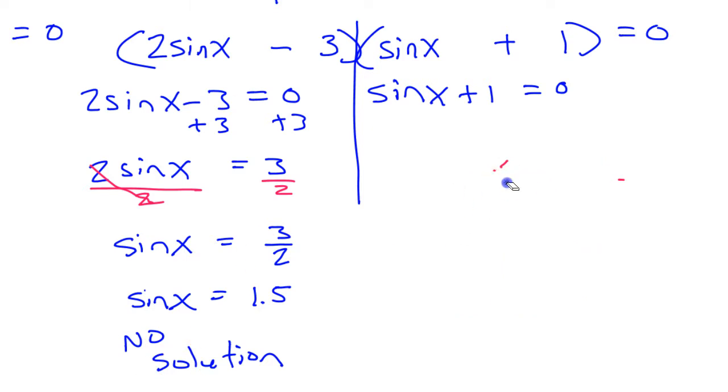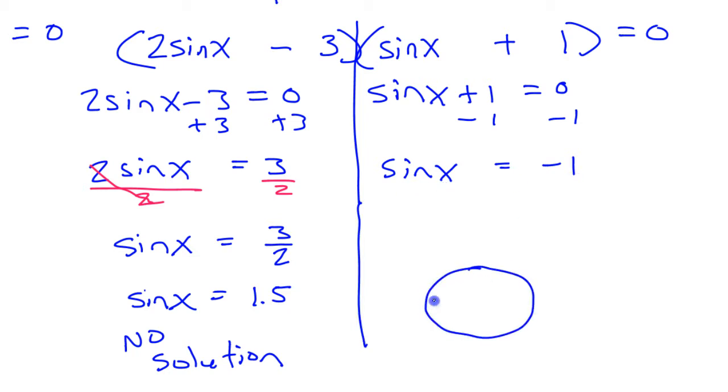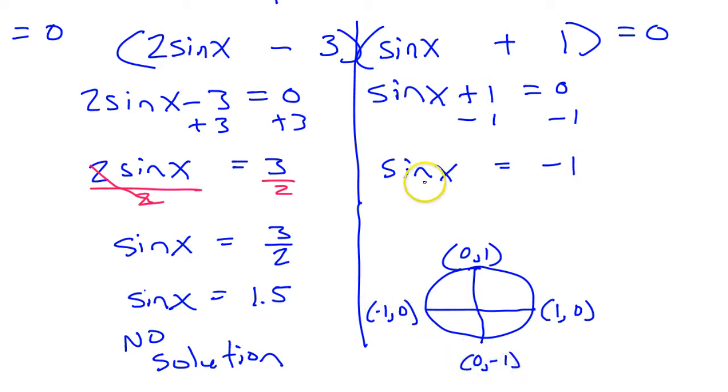Meanwhile, on the other half of the equation, maybe we'll find a solution over there. So let's subtract 1 from both sides. So now I have sine x is equal to negative 1. So the sine of what angle is equal to negative 1? Well, let's draw our diagram. This seems like it's going to be a quadrantal angle. Over here I have the point 1, 0, and at the top I have 0, 1. On the left I have negative 1, 0. At the bottom I have 0, negative 1.